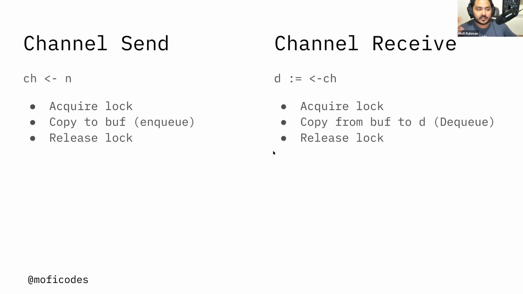So happy path, right? When you try to send something on a channel, you acquire the lock, you copy the data to the buffer, so enqueue the data, and finally release the lock. So that's a simple channel send operation. When you're trying to receive from a channel, you acquire the lock, copy from the buffer to the d variable that you have here, so you dequeue that value, and then finally release the lock. So this is channel send and channel receive. Everything is working, we're happy.